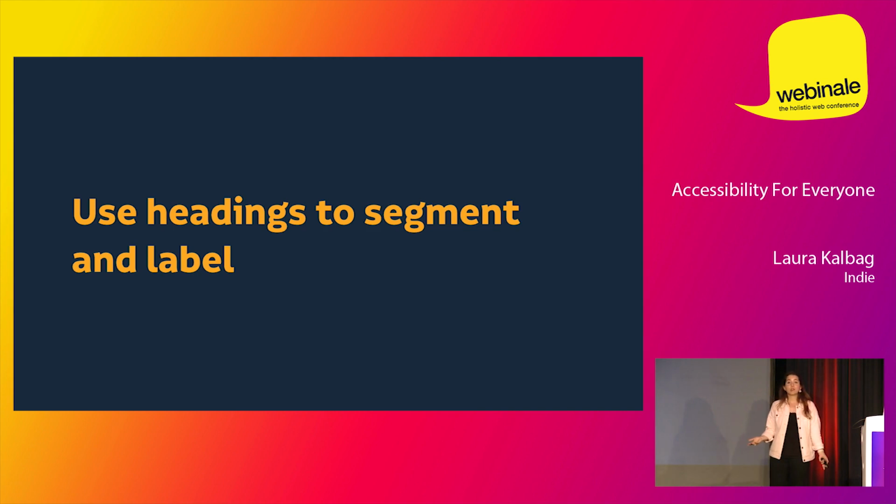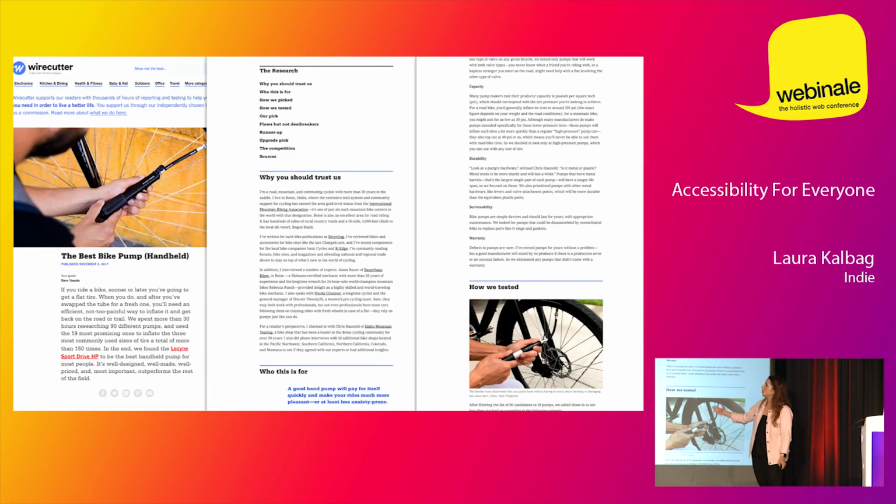Using headings is a great way to segment and label our content. I think this is a really nice example that Wirecutter do. You can see really gorgeous, big headings. If you're skimming through that page, really detailed reviews of bike pumps of all things, you can understand what you're looking for and find the information that you need. Very few people are going to read a really lengthy review of like 5 different bike pumps.